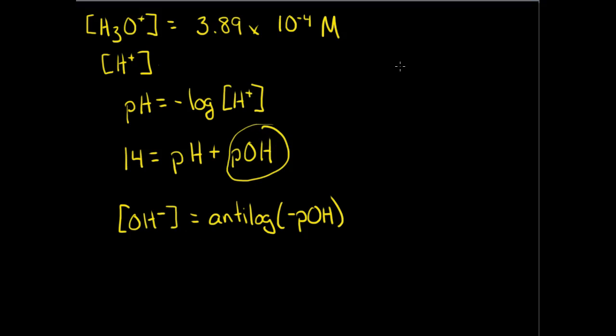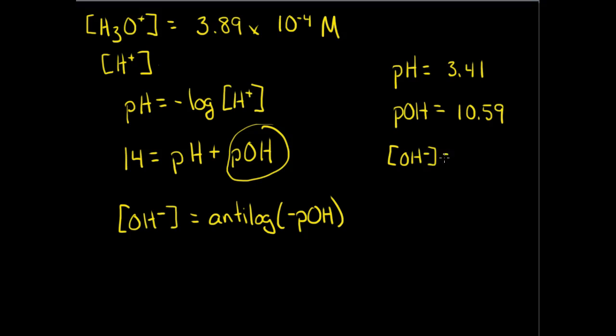On this problem, let me run down the answers. pH should be around 3.41. pOH should be around 10.59. Your hydroxide ion concentration should be about 2.57 times 10 to the minus 11th molar. And whether it's acidic or basic, go back to the pH. 3.41, that is acidic. No denying that. It's not even close to 7.